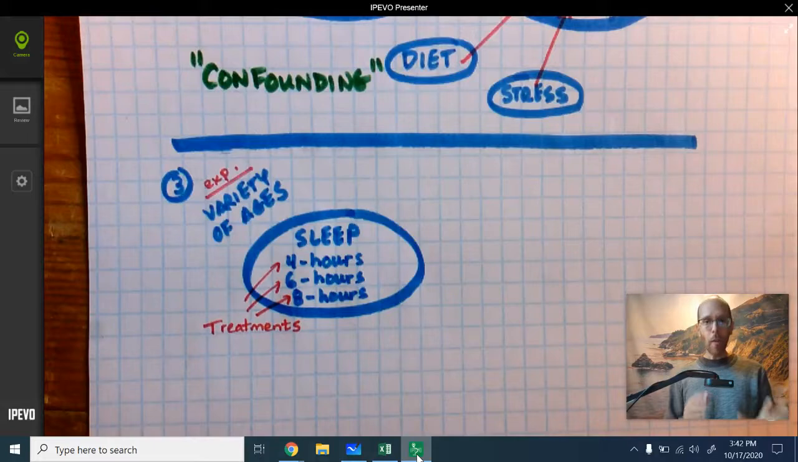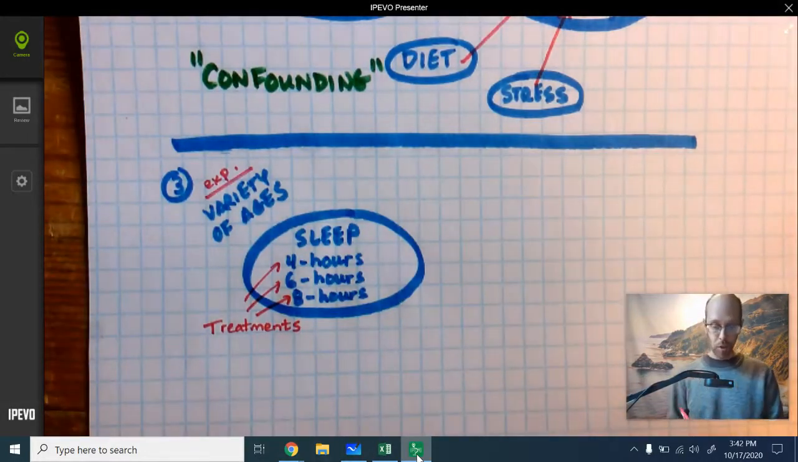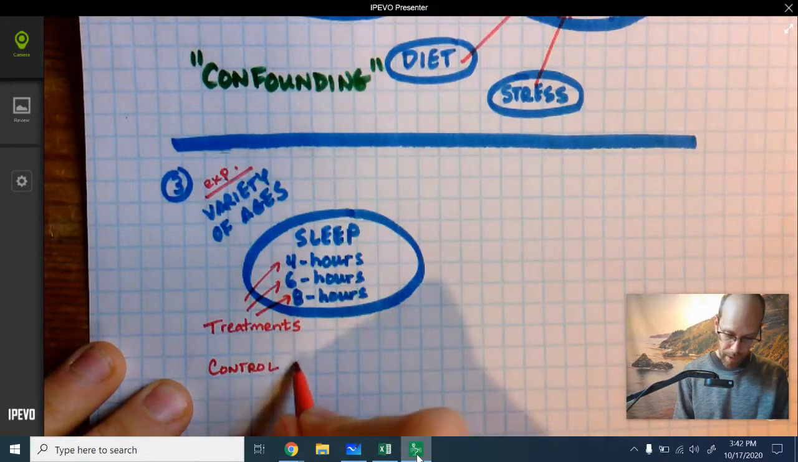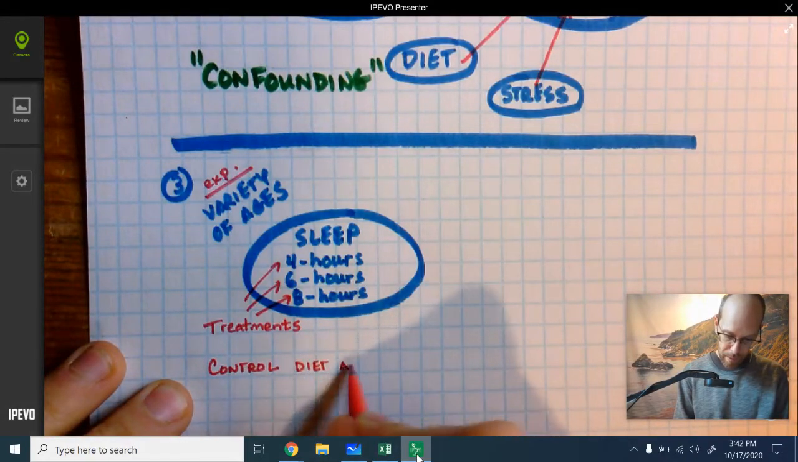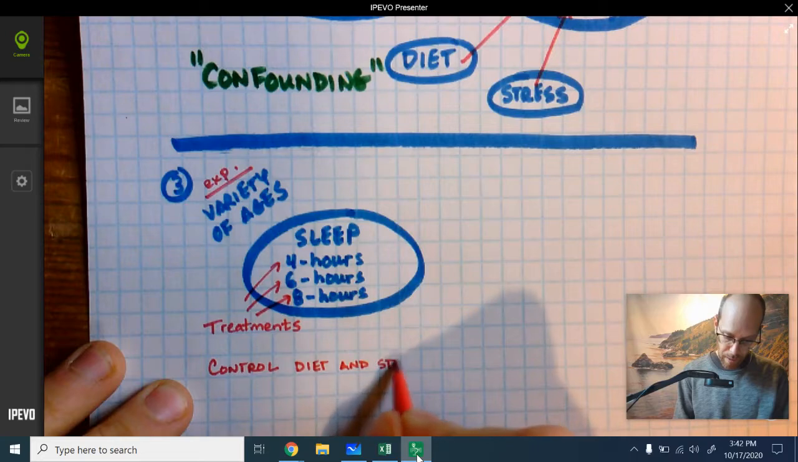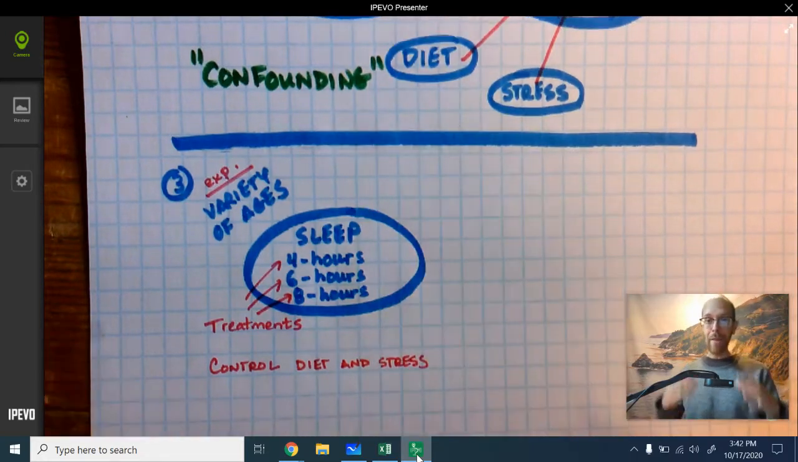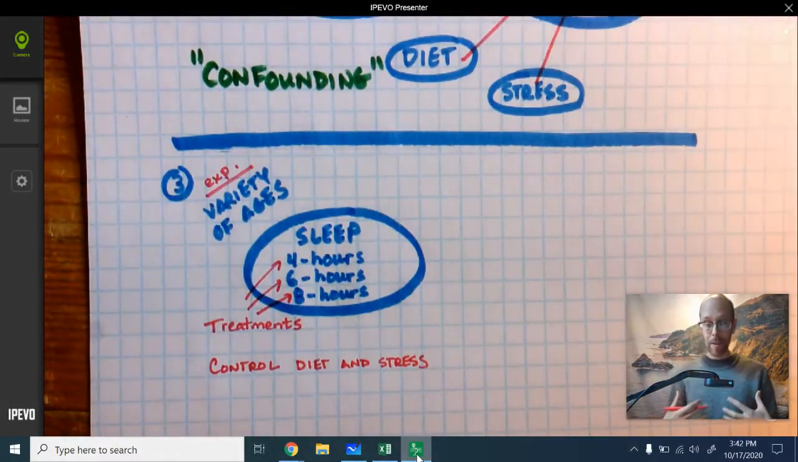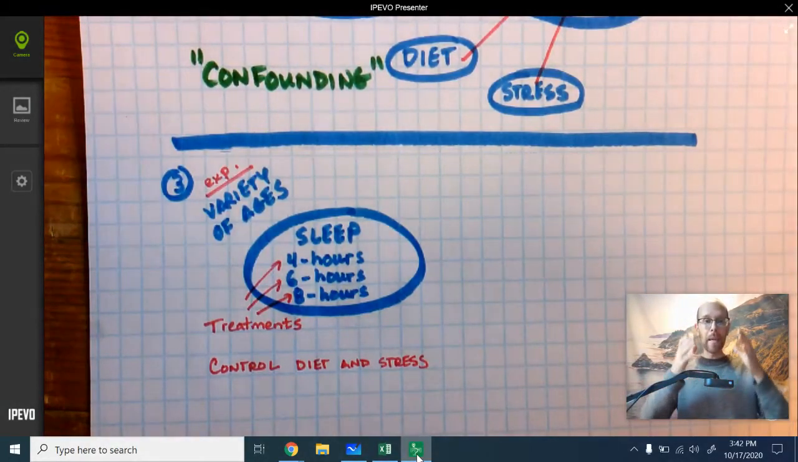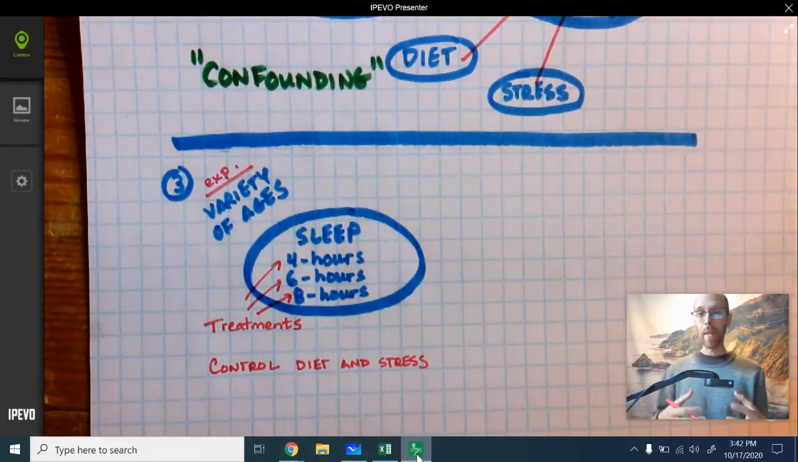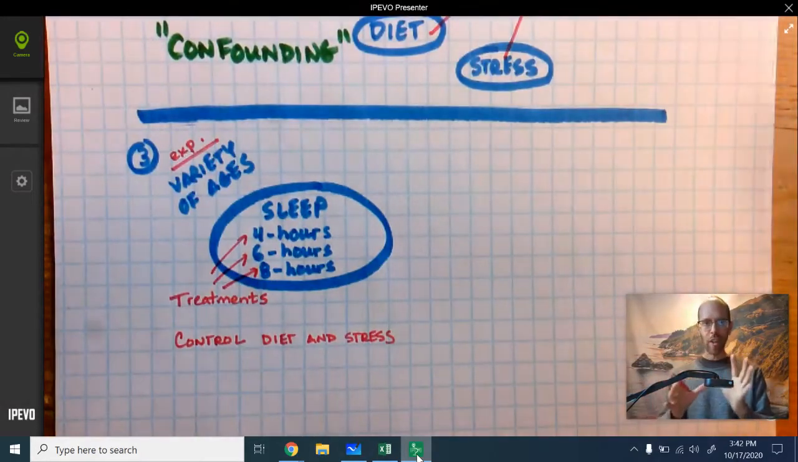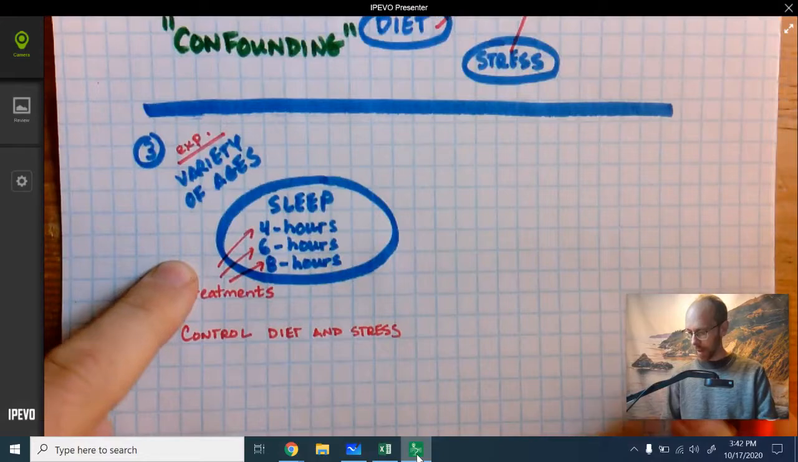Okay. Now, all those other variables like diet and stress, we're going to control those. So we're going to control diet and stress by feeding everybody the same kind of food. So everyone's consuming the same diet and putting them in the same environment where they will be dealing with the same kinds of stresses. We won't make anyone work, that sort of thing. All right. So the only thing that is changing in their lives is the amount of sleep they're getting.